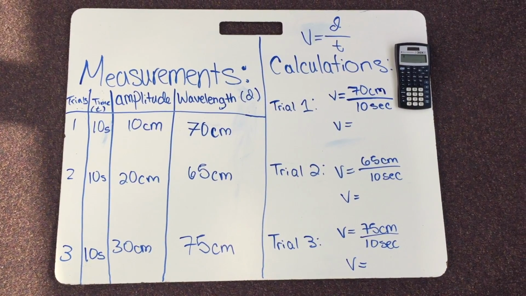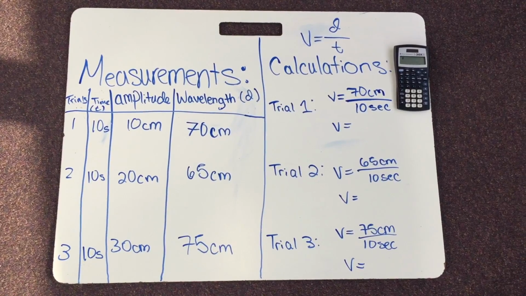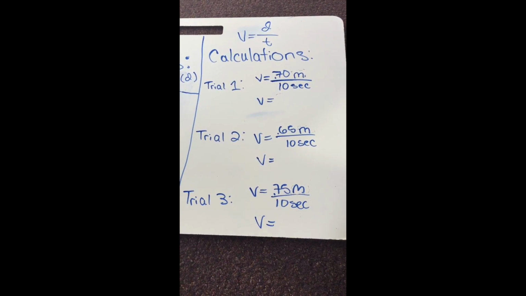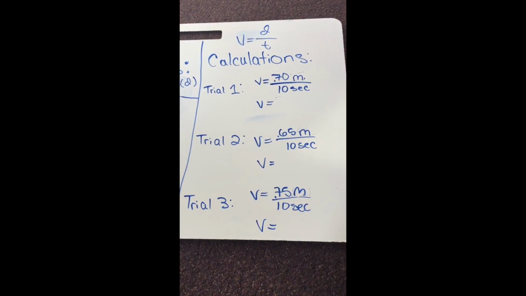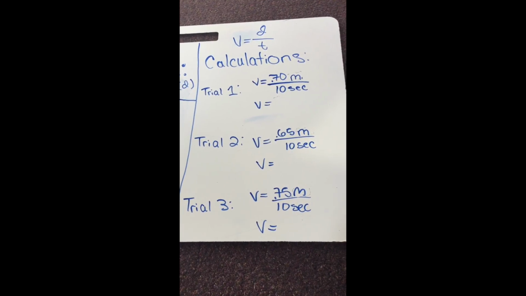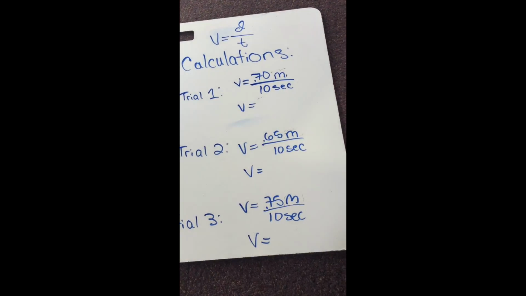So for our calculations, we have to divide the distance of the wavelength over the 10 seconds. Because we measured distance in meters, we had to convert the distance of the wavelength into meters by dividing the centimeters by 100. So we did 70 divided by 100, which is equal to 0.70 meters.